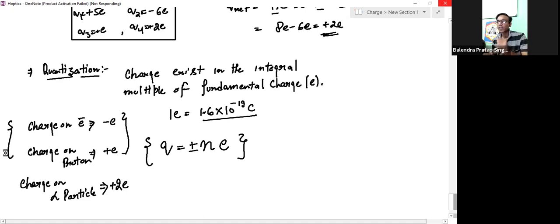This is what we call quantization of charge, meaning charge is quantized. It exists in integral multiples of the fundamental charge, which is e. Okay, is it clear? So this is the second property of charge.